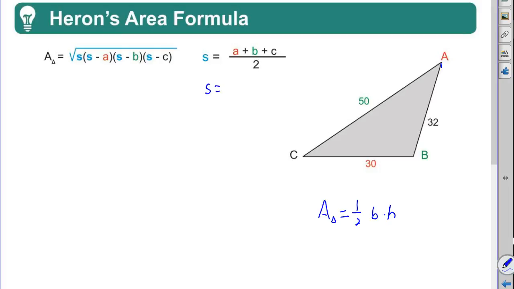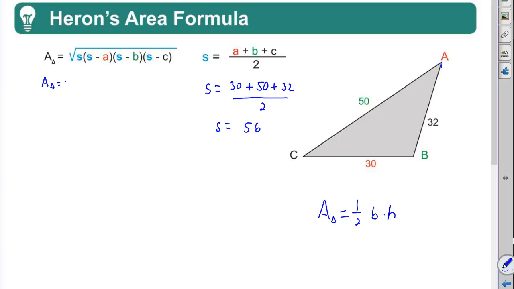All right, so let's do that. The value of A is 30, the value of B is 50, and the value of C is 32, all divided by 2. So what is that? 112 divided by 2, or 56. Okay, so I've got my semi-perimeter. It's 56. I'm now ready to run my formula.